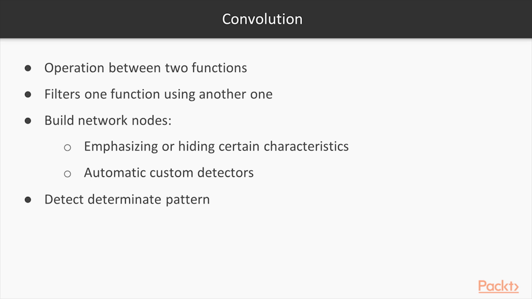Convolution is basically an operation between two functions, continuous or discrete, and in practice it has the effect of filtering one of them by another. You must be thinking what these filtering capabilities have to do with machine learning. The answer is that with filters, we will be able to build network nodes that can emphasize or hide certain characteristics of our inputs, so we can build automatic custom detectors for all the features, which can be used to detect a determinate pattern. Now, let's review the formal definition of the operation and a summary of how it's calculated.